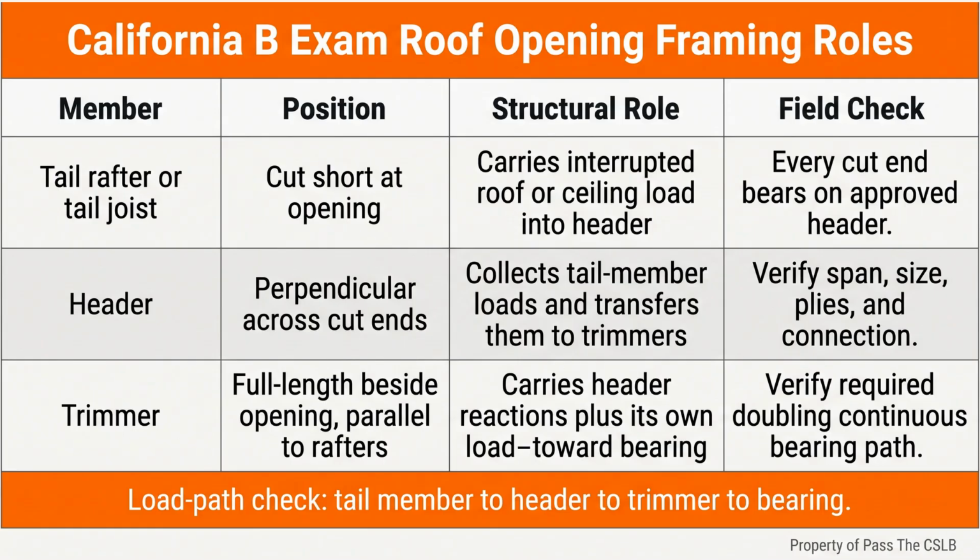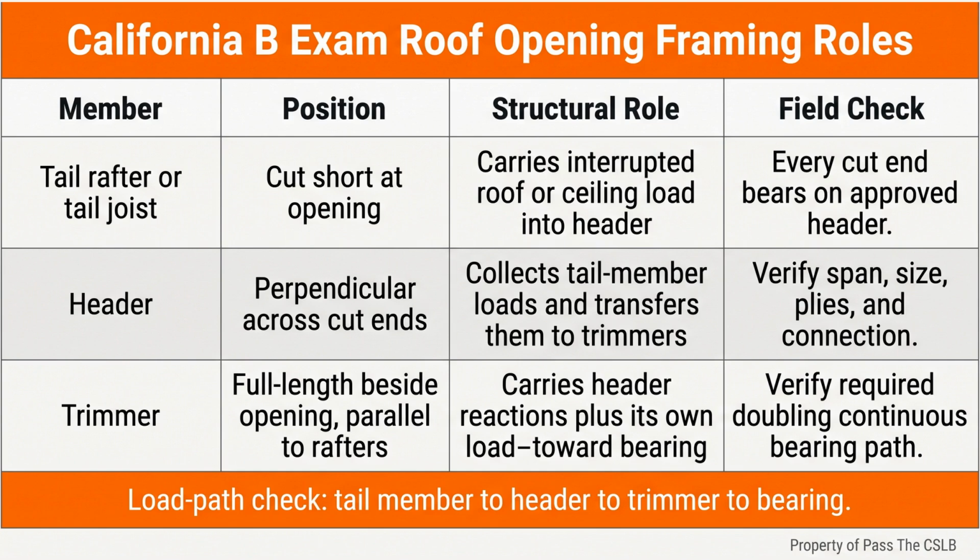The trimmers run parallel to the original rafters along the sides of the opening. They receive the header reactions while continuing to carry their own roof load. That is why a trimmer may need more capacity than the ordinary member beside it. I put the framing roles into a simple reference table. Read it in load path order: tail rafter, then header, then trimmer, then bearing.